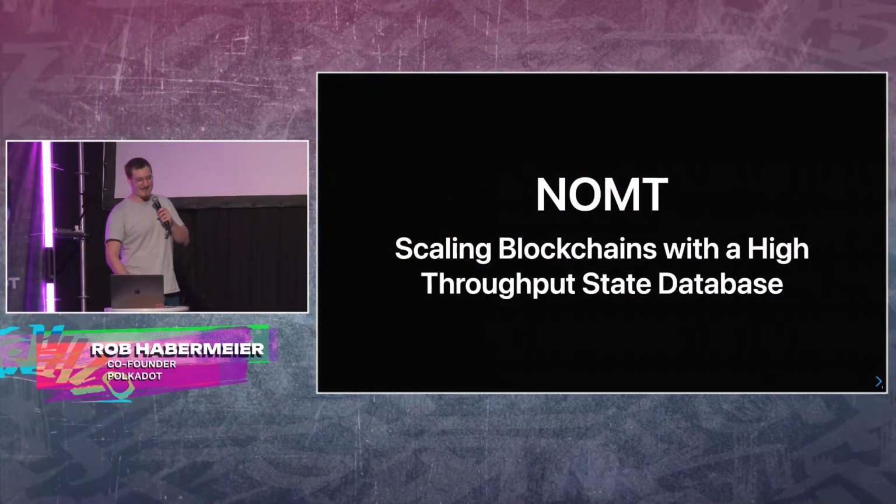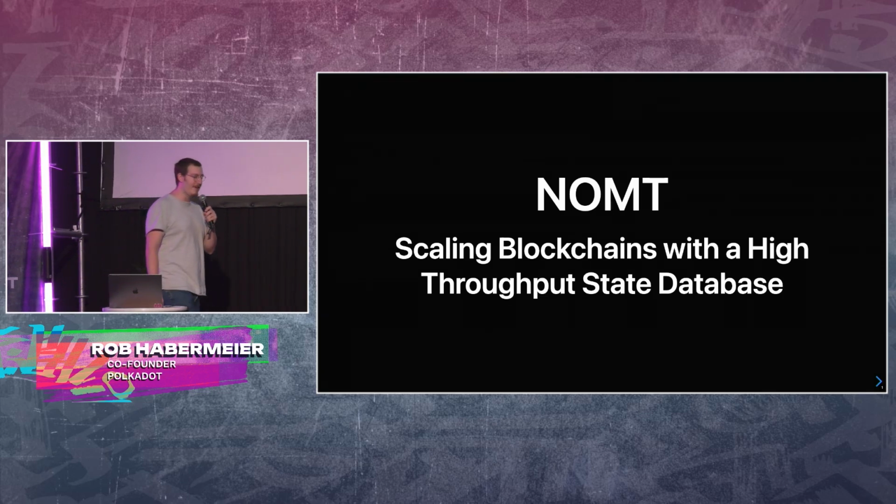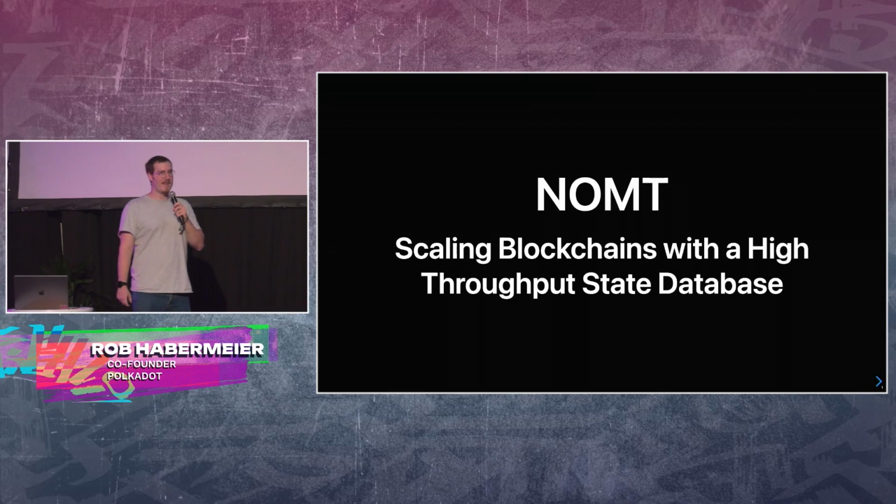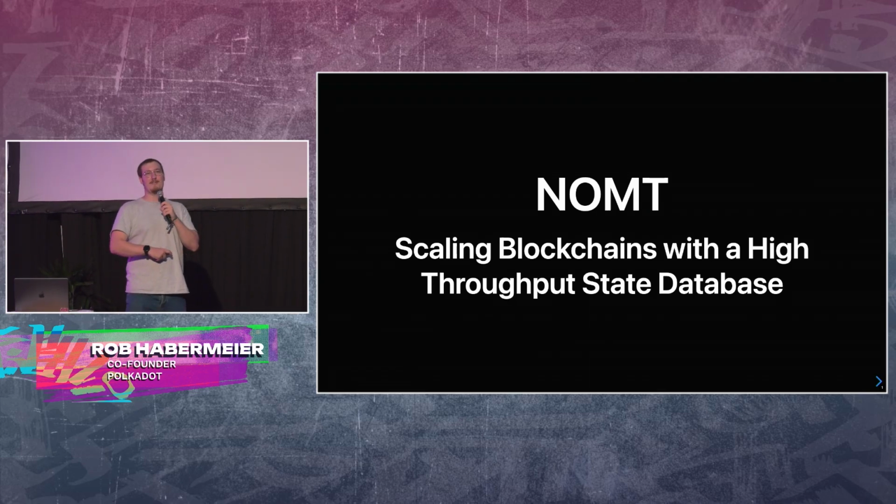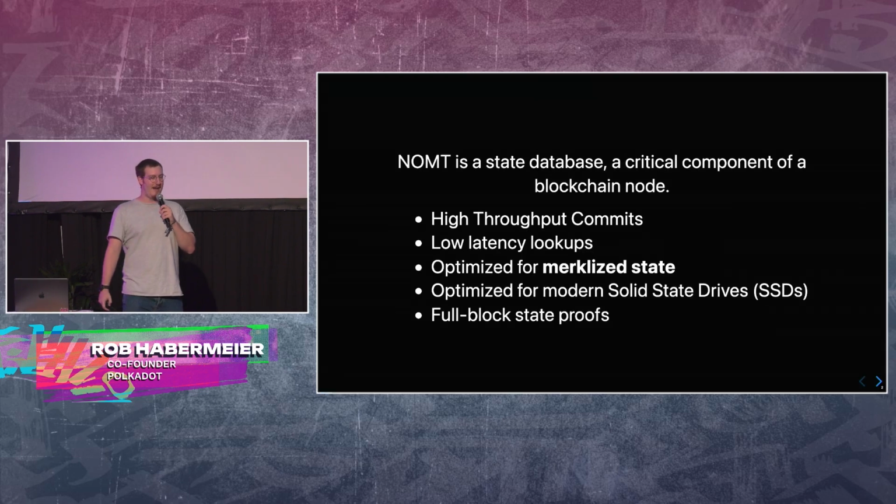Today I'm going to talk about a new piece of code, something called Nomt, and how we're going to use it to potentially scale blockchains much further than was previously thought possible without reverting to, say, running nodes with a lot of RAM. So Nomt is a state database, and a state database is a critical component of a blockchain node.